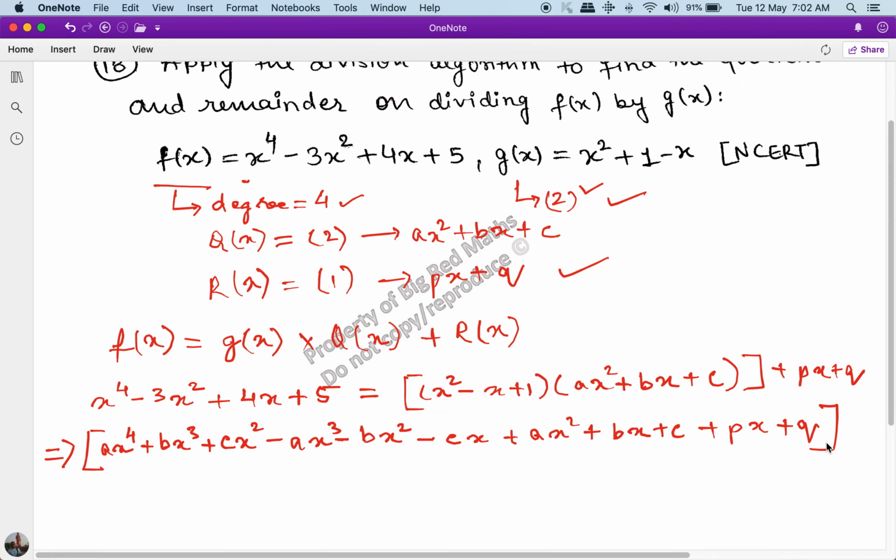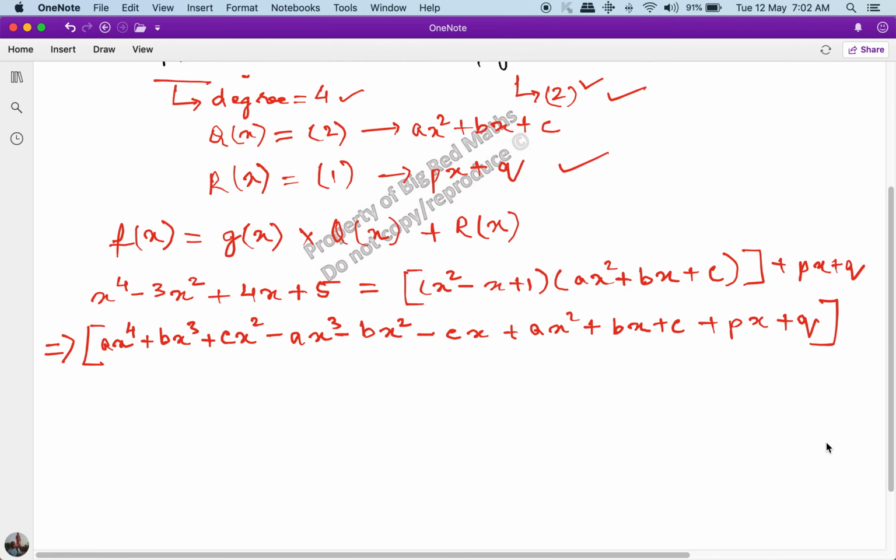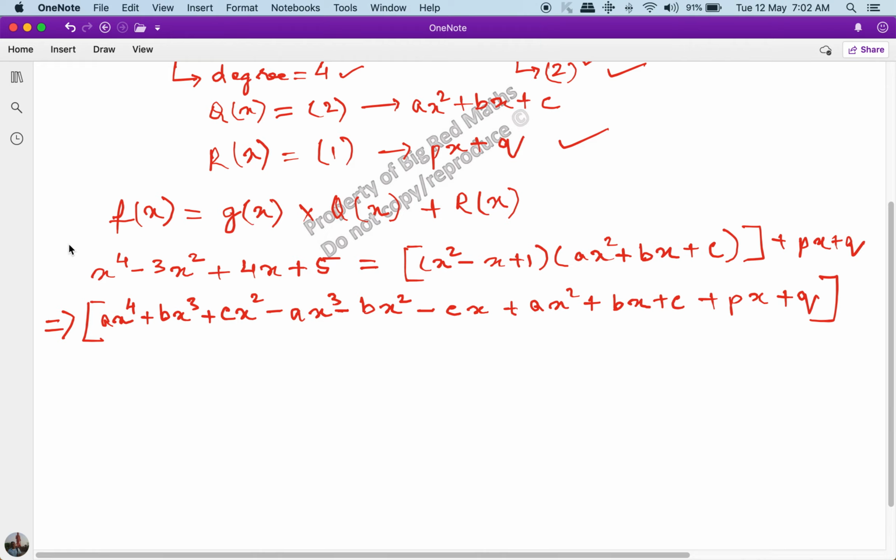I'm only writing the RHS right now because it's a lengthy thing. I have to compare this with the LHS. I'll compare the coefficient of x to the power 4 with x to the power 4, the coefficient of x squared with x squared, x with x, and the constant with constant, and that is how I'll get the answer.